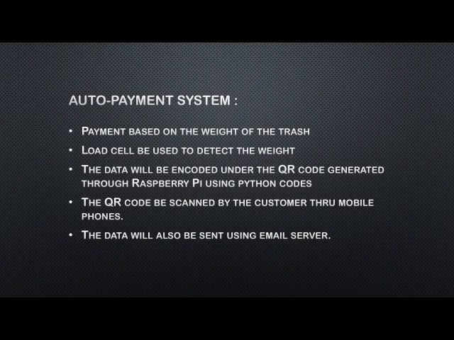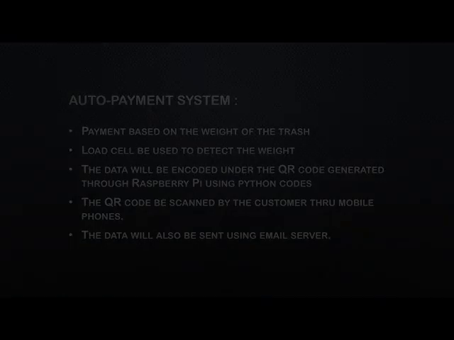The auto payment system uses a load cell to detect the weight of the recycled materials. The payment is based on the weight of the trash. The data is then encoded into a QR code that is generated by Raspberry Pi and scanned by the customer using a mobile app. The data is also sent to the customer using an email server.